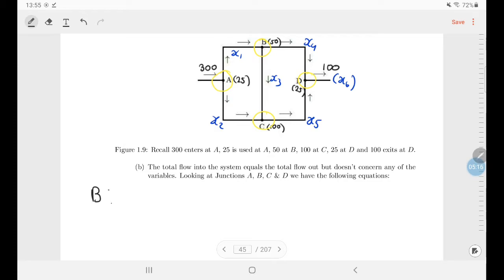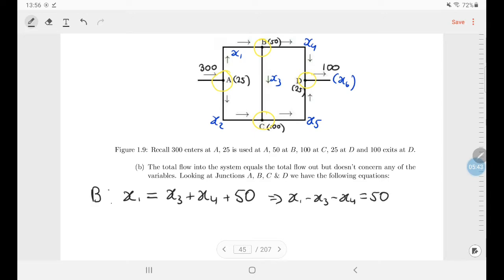What flows into B? I only see x1. What flows out of B? So there's x3 plus x4, but also 50. 50 is being used. And you want to get variables equal to constant. So take away the x3 and the x4 from both sides. So x1 minus x3 minus x4 is equal to 50.